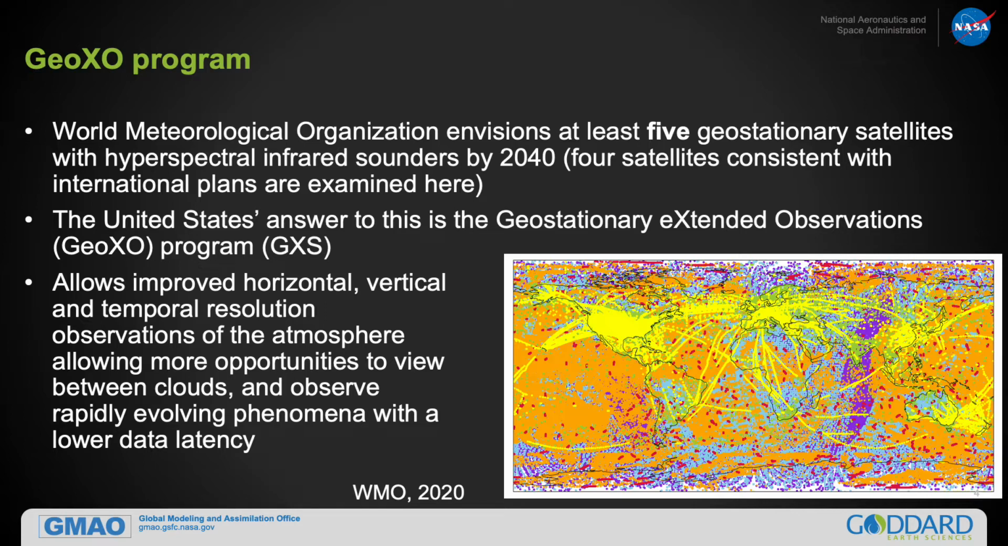The U.S.'s answer to this is the Geostationary Extended Observations, GeoXO, program, with the proposed sounder GXS on board. The study presented here examines the impact of GXS plus 3 other international sounders. This will allow improved horizontal, vertical, and temporal resolution of observations and allow more opportunities to view between clouds and observe phenomena with a lower data latency.